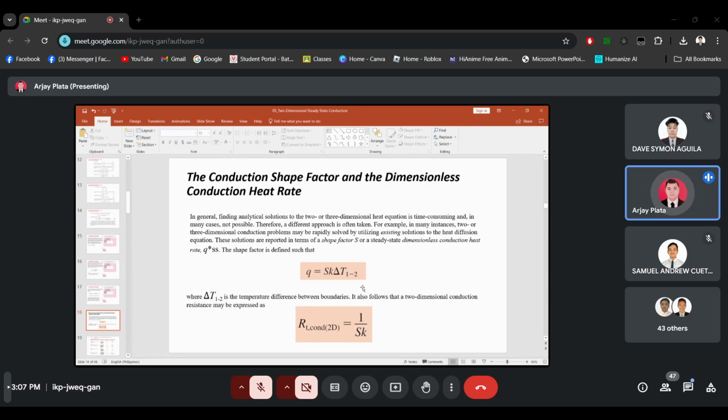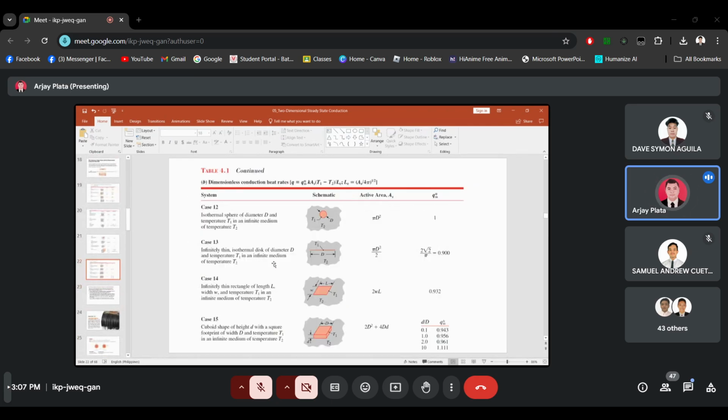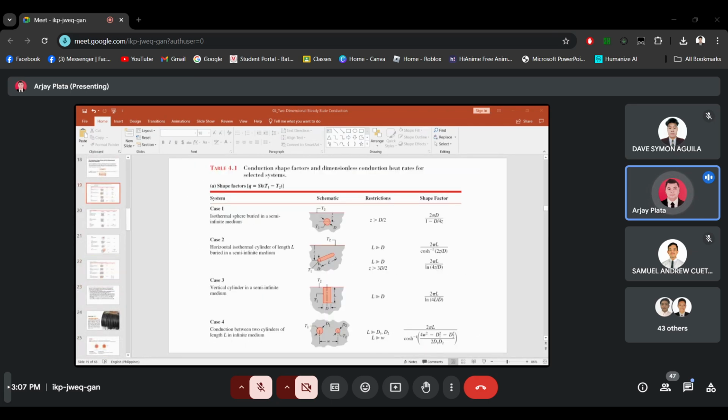If you can see here, we have a total of 15 cases. There's good news for you because fortunately these tables are already provided in your green book. During the exam you can use this formula, so you don't have to memorize it. Do you have your green table? Yes, it's on your green table. It's a great help because you don't have to memorize this.